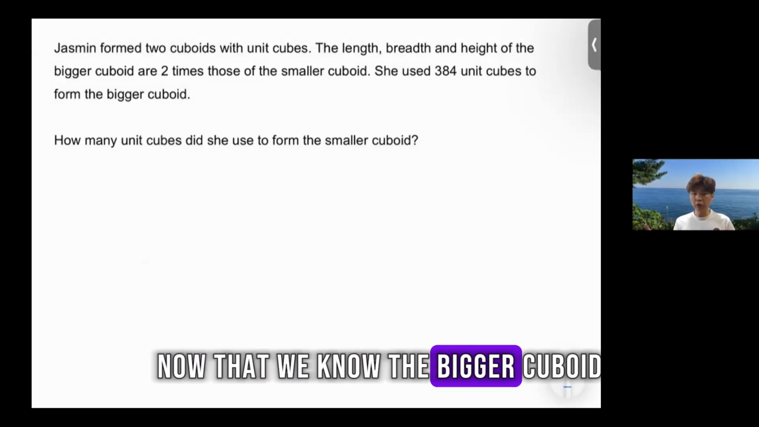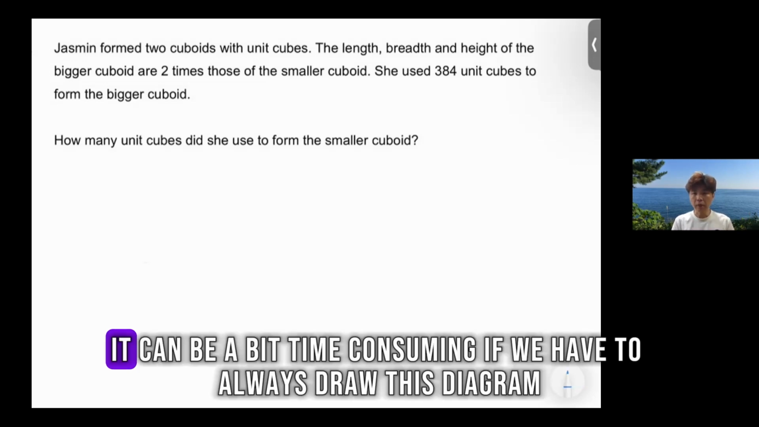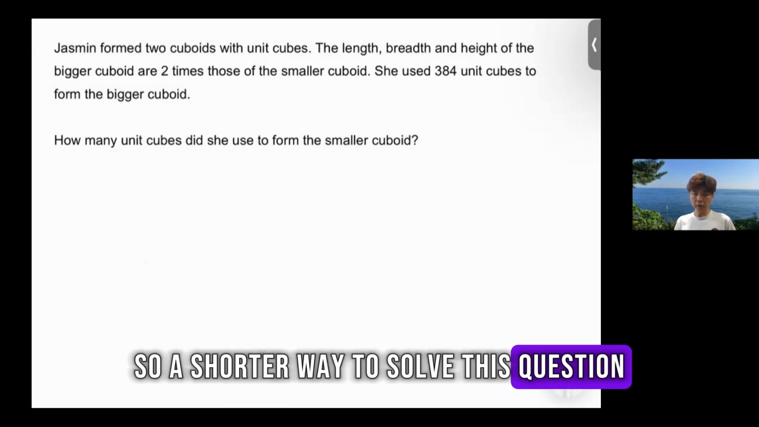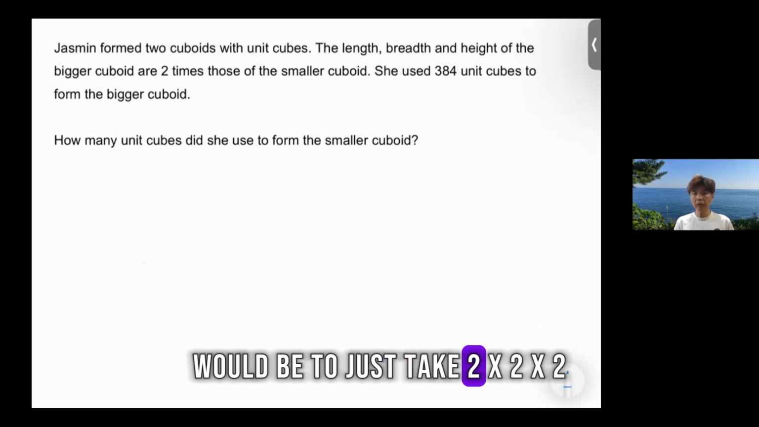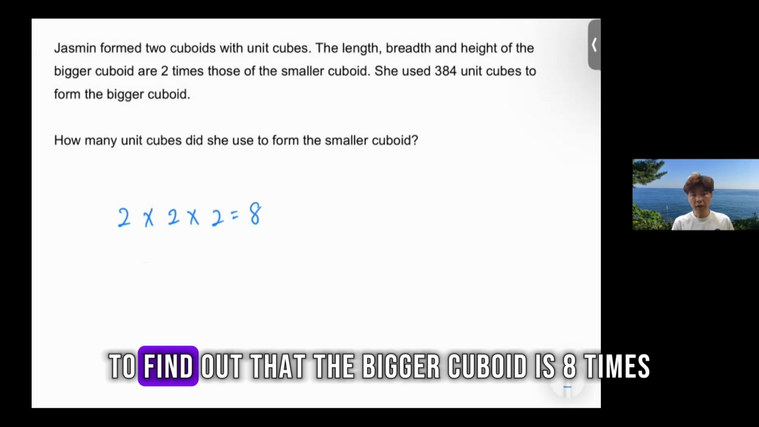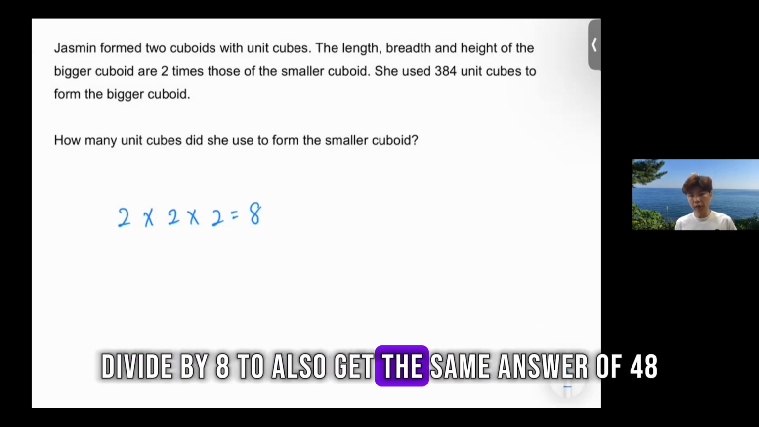Now that we know the bigger cuboid is 8 times larger than the smaller cuboid, it can be a bit time consuming if we have to always draw this diagram. So a shorter way to solve this question would be to just take 2 times 2 times 2 to find out that the bigger cuboid is 8 times larger than the smaller cuboid. And then take 384 divided by 8 to also get the same answer of 48.